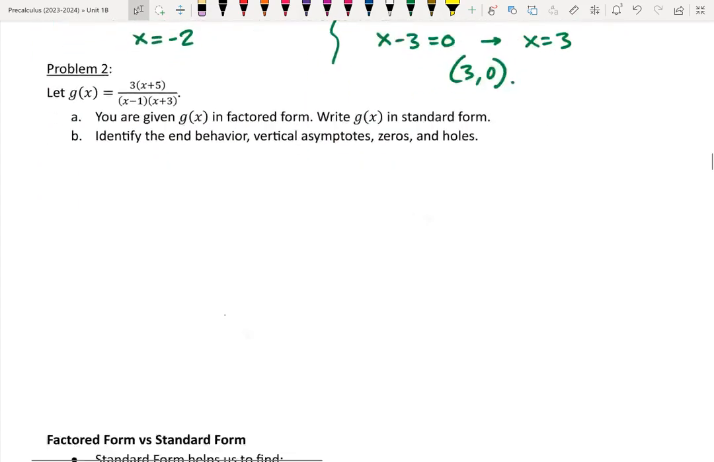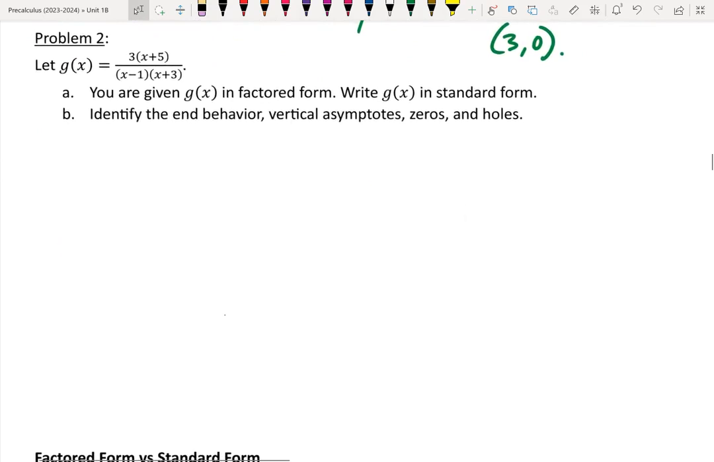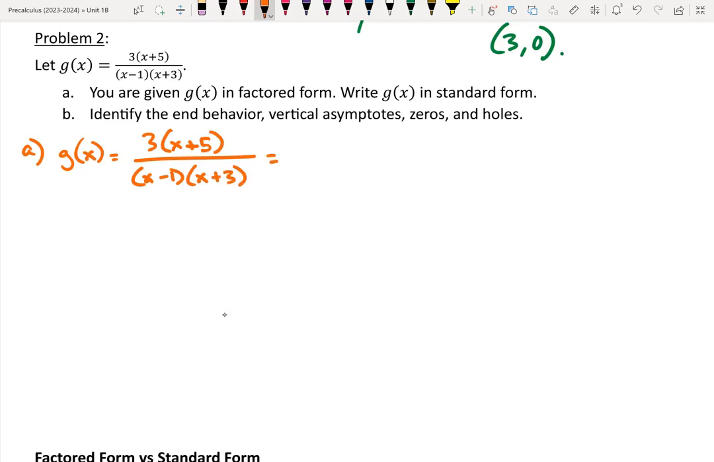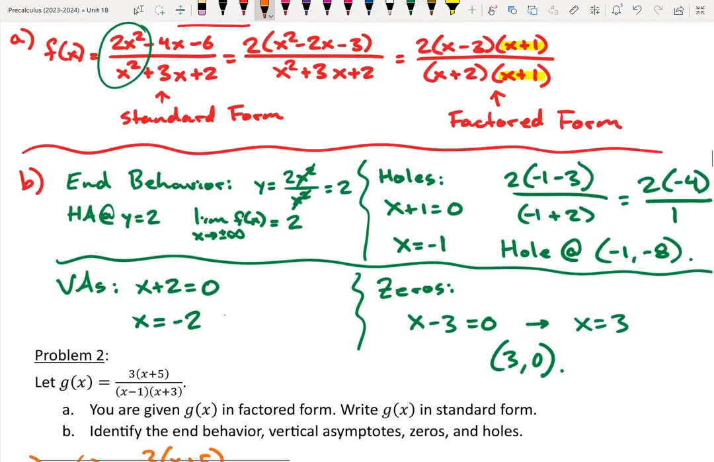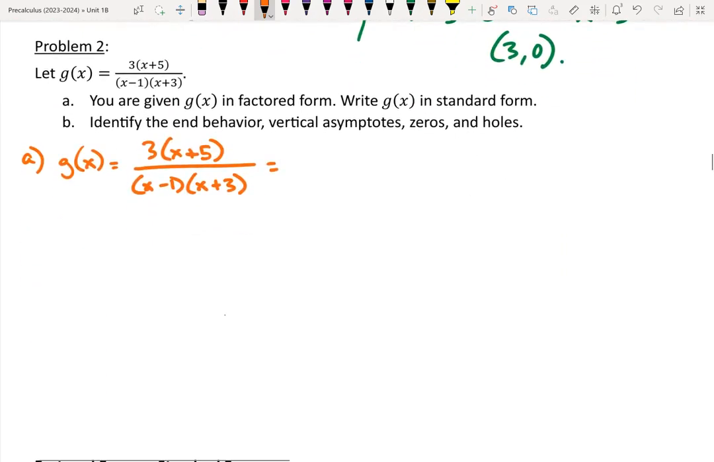So going on to problem B, we have a factored form here. We are given the factored form of g. For part A, they want us to identify the standard form. So we have 3 times x plus 5 over x minus 1, x plus 3. Again, this is our factored form.